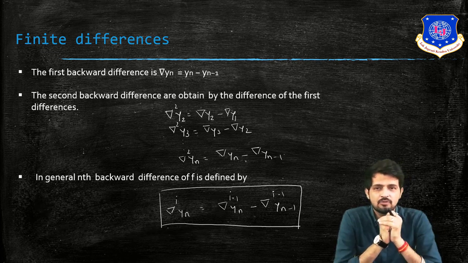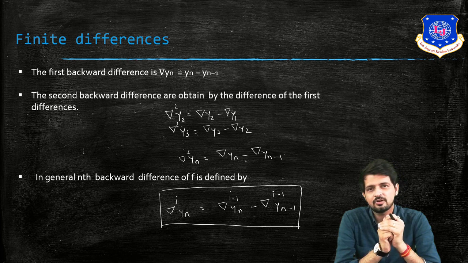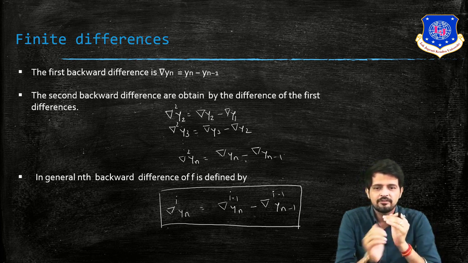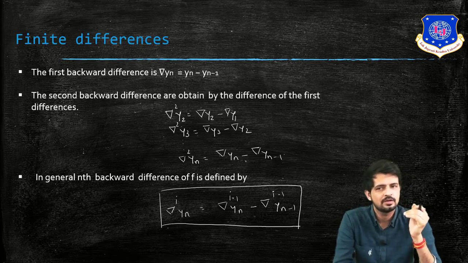But in general, it can be written like this: nabla raised to i yn is equal to nabla raised to i minus 1 yn minus nabla raised to i minus 1 y(n-1). So the order has been reduced, right? For example, if I am writing for nabla raised to 4, then I have to take the difference of nabla raised to cube. And for yn, the first value will be yn and the second value will be yn minus 1.